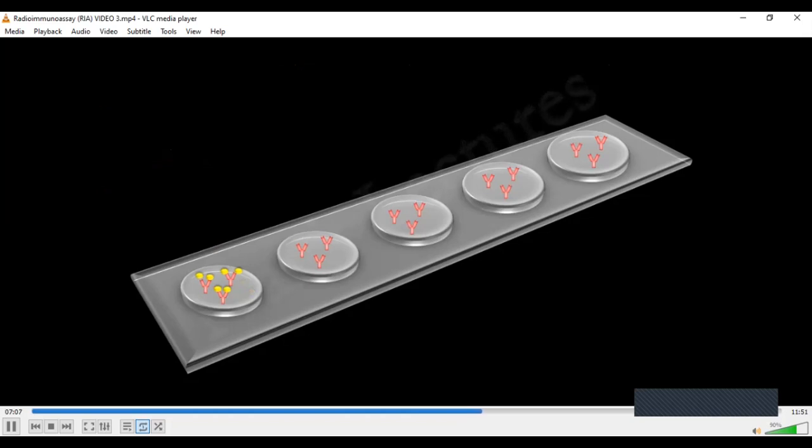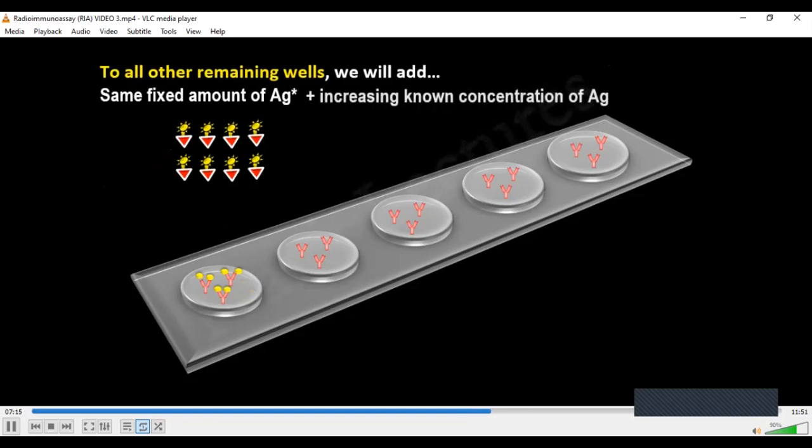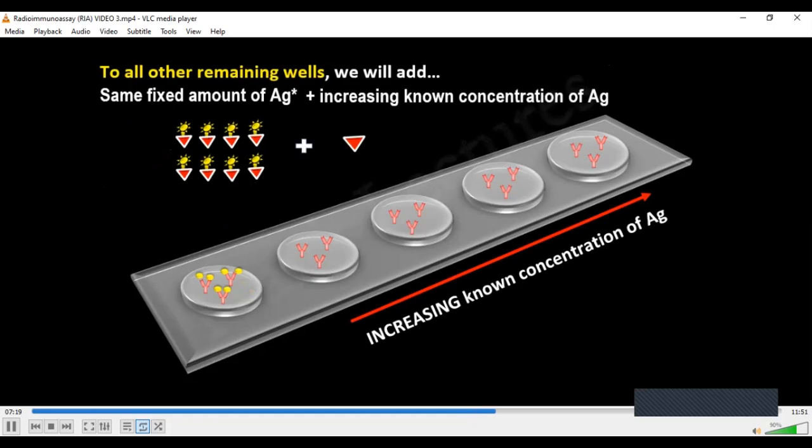Next, we will add the same fixed amount of radio-labeled antigen in all other wells too. But along with this, we will add unlabeled antigen in increasing varying concentrations. That means, to each well, a fixed amount of radio-labeled antigen and an increasing amount of unlabeled antigen is added.